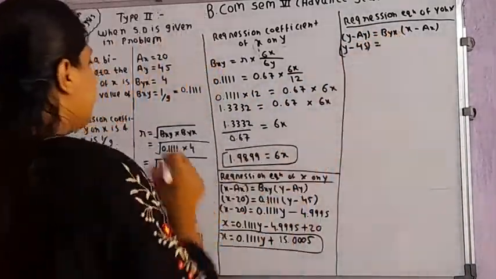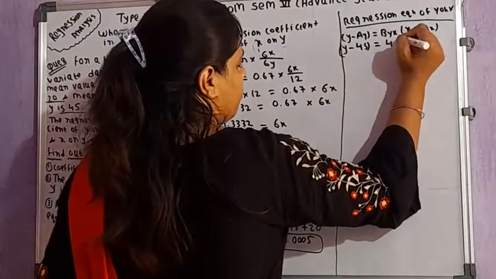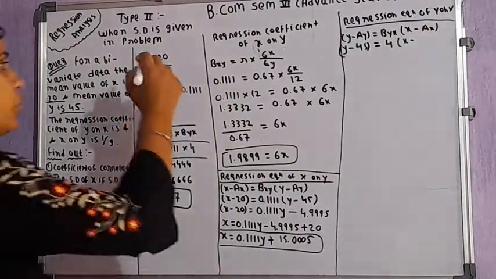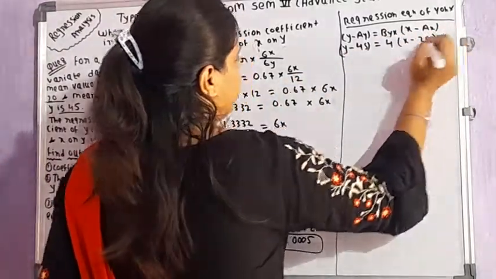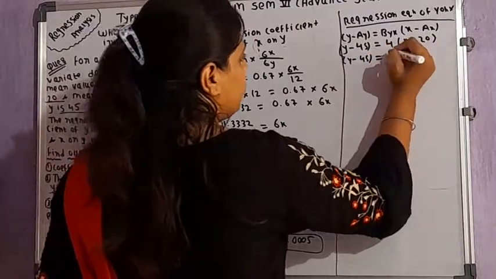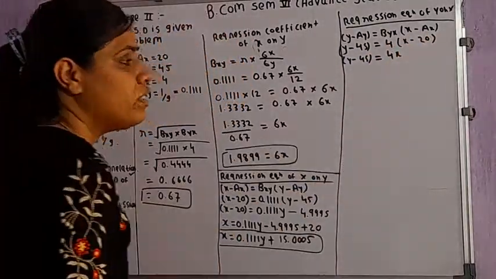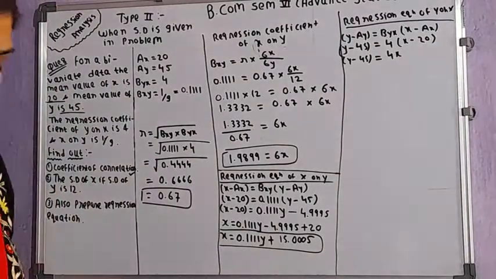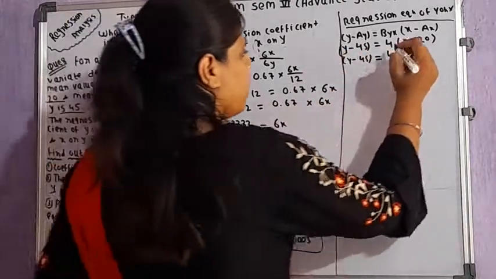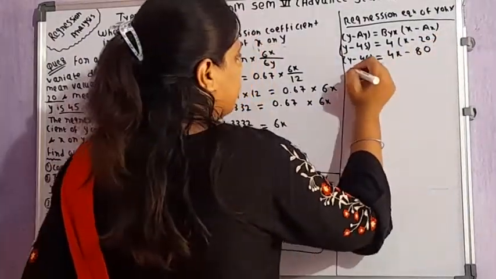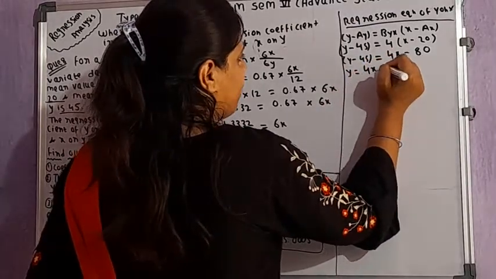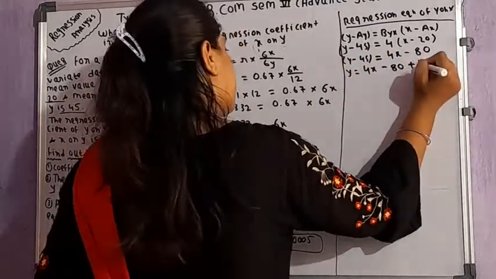What is the value of byx? 4. It's also given in the problem. X would be as it is. What is the value of ax? That is mean of x, which is 20. Okay. So now we have to solve this. Y minus 45 is equals to 4 into x, 4x. 4 into minus 20. So it will come to minus 80 because minus into plus is minus. Then y is equals to 4x minus 80 plus 45.